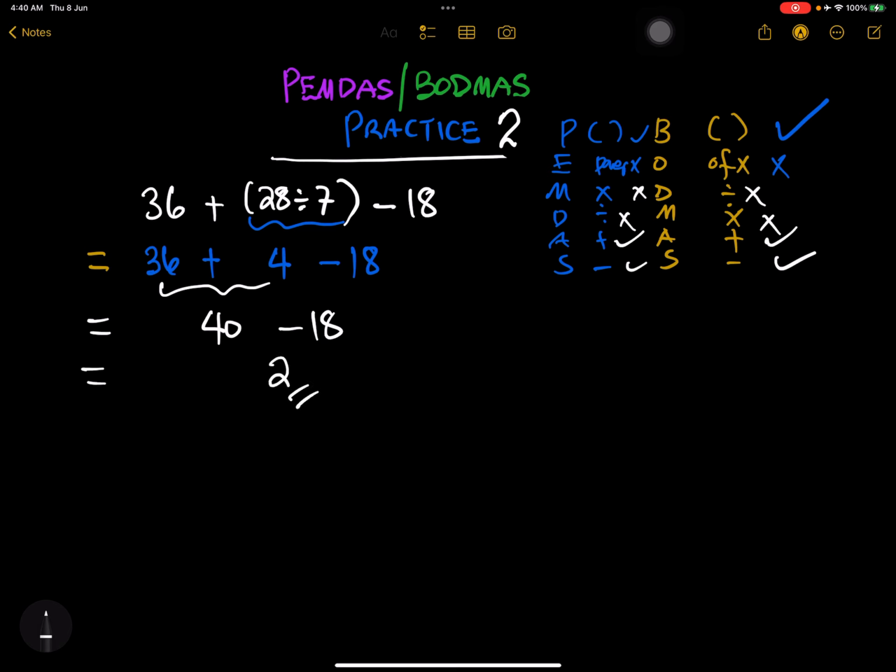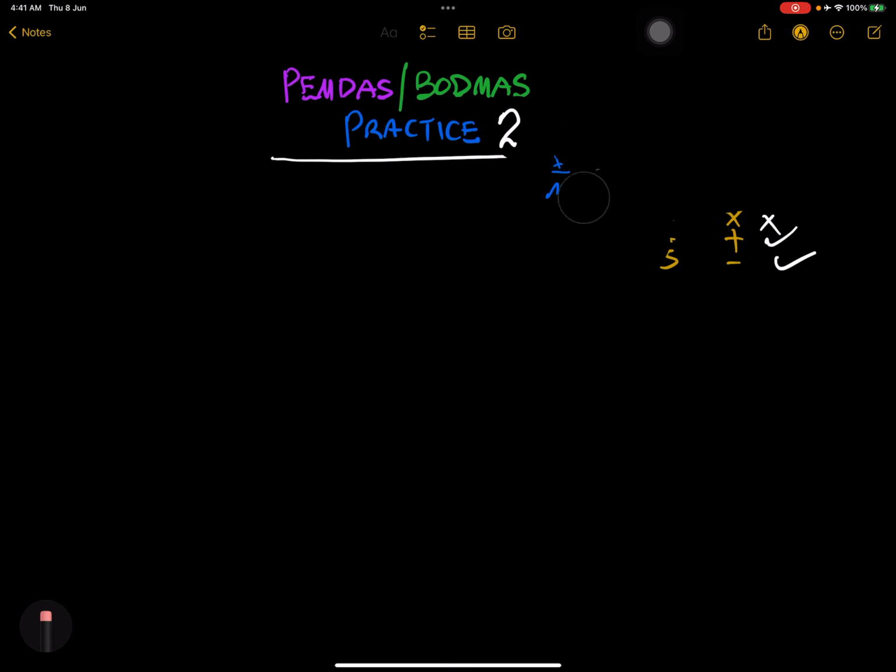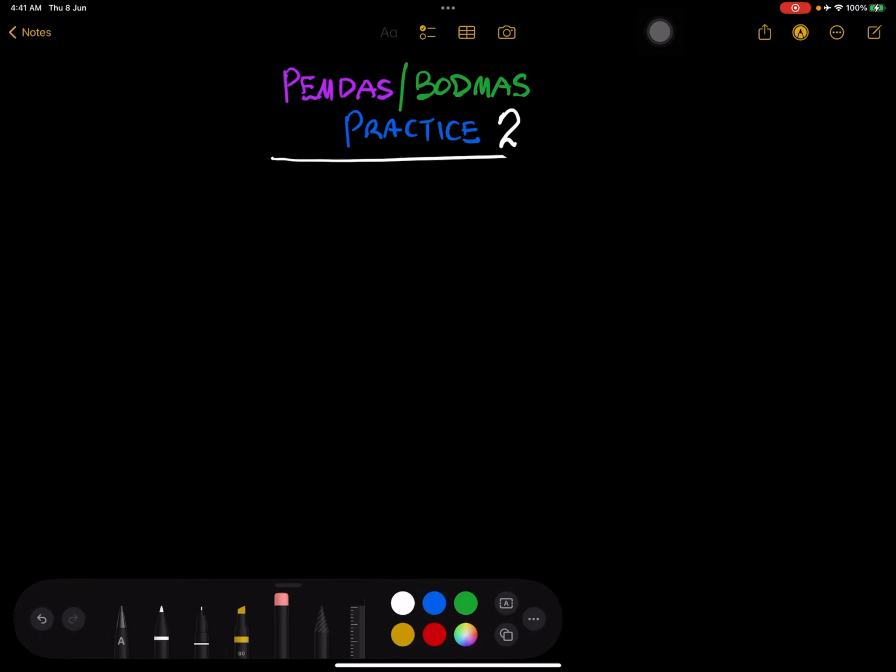I hope PEMDAS and BODMAS is coming through for you. It's becoming easier and easier. But I'm going to step up this practice problem a little bit with a little bit of difficulty. It's not difficult, but just to spice up our practice problem.